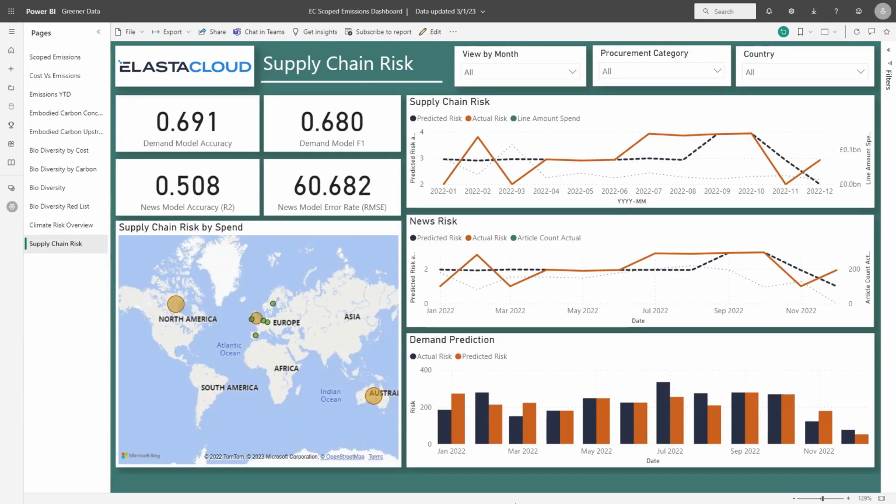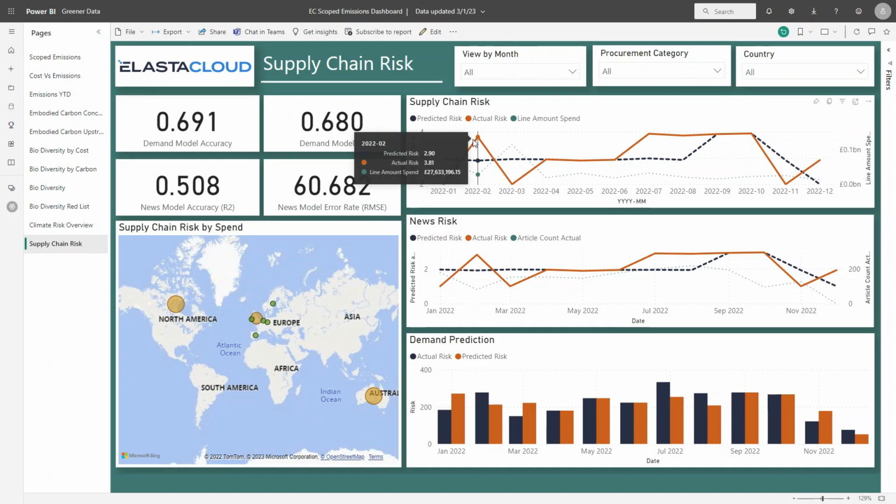Finally, we looked into the supply chain risk. Supply chain risk is made up of three factors: the climate risk, shown on the previous page, the demand risk, shown in the chart at the bottom of this page, and the risk of related news events, shown in the line graph in the center of this page. This supply chain risk metric gives a single holistic risk rating by procurement category, forecasting a month ahead.